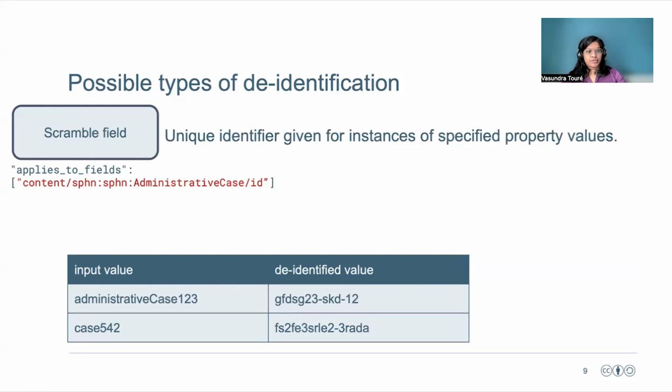Then you can also do a scramble field where basically a unique identifier is generated for instances of specified property values. So here in this example, we want to apply a scramble field to the administrative case identifiers. So all the identifiers of the administrative case get transformed with the de-identified value.